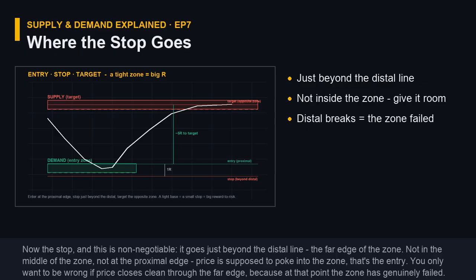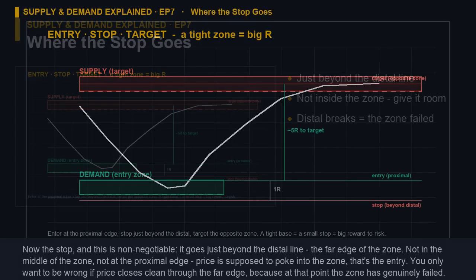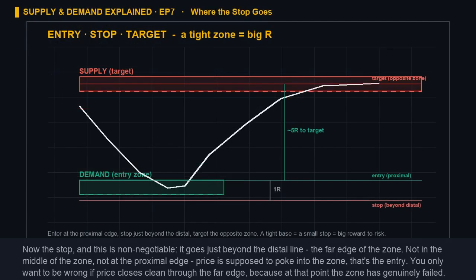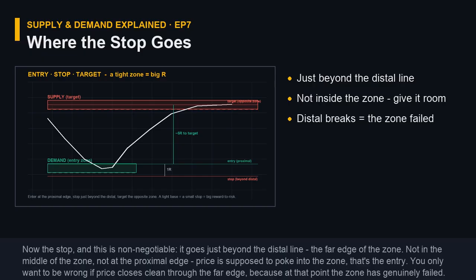Now the stop, and this is non-negotiable. It goes just beyond the distal line, the far edge of the zone. Not in the middle of the zone, not at the proximal edge. Price is supposed to poke into the zone. That's the entry. You only want to be wrong if price closes clean through the far edge, because at that point the zone has genuinely failed. Give the trade the room the zone defines, and no more.